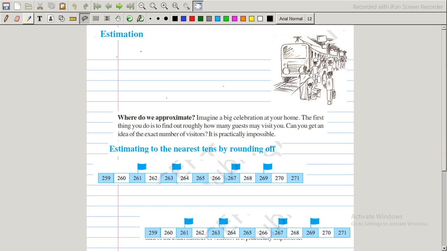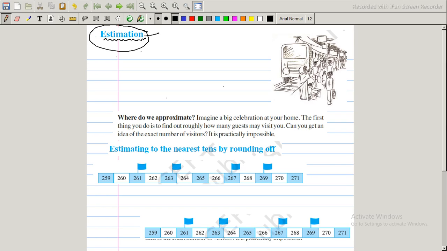So we were on our first chapter, the sixth standard, and we have completed the two exercises. Now we are starting our third exercise. This third exercise is about estimation. Do you understand the meaning of estimation?